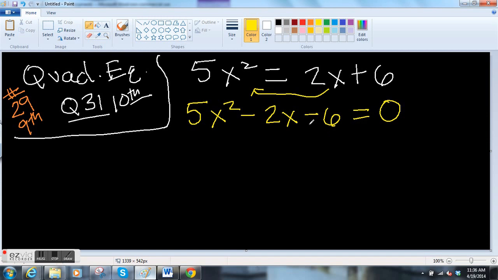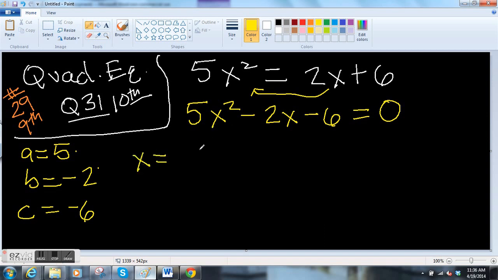You could try factoring, but you're not going to get anywhere. I happen to know this because I saw the answer and it doesn't factor. Or suppose you just don't like factoring and you don't remember how to do it. Now you can use the quadratic equation. In this case, a equals 5. That's our a, that's the coefficient of the x squared. B equals negative 2, and c is equal to negative 6. You have to be really attentive to the negative signs because they're going to make a difference.